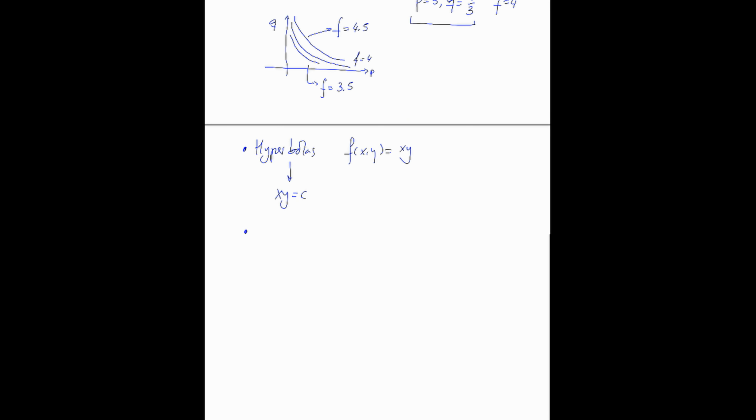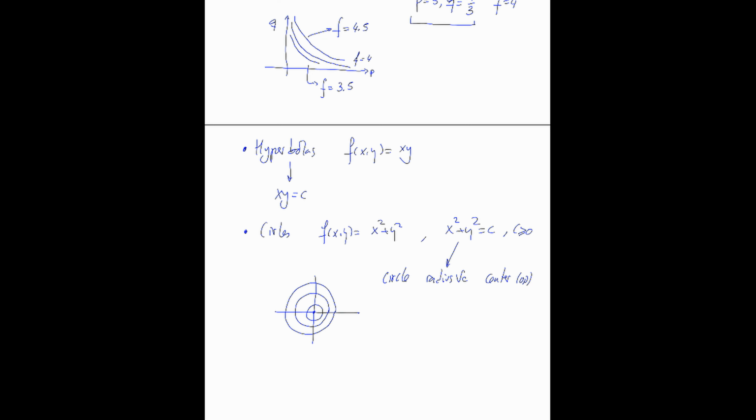Another type of level curves we find frequently are circles. For example, the function f of xy equals x squared plus y squared. So if x squared plus y squared is equal to c, assuming that c is non-negative, this is the circle of radius square root of c and center the point (0, 0). So the level curve when c is 0 will be just the center, and the bigger the c, the bigger the circle.